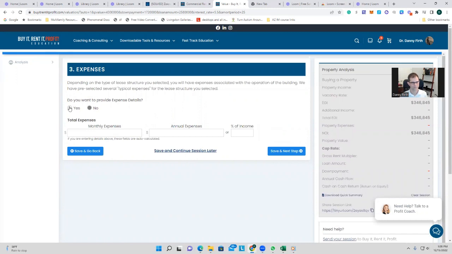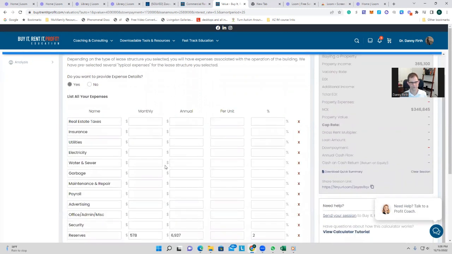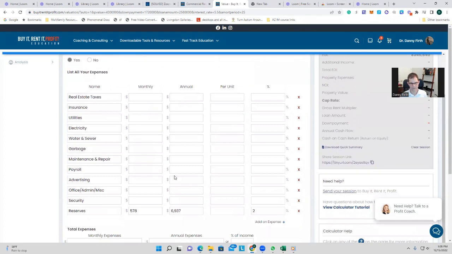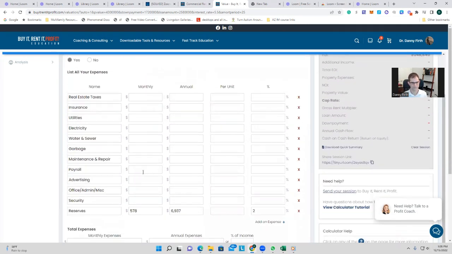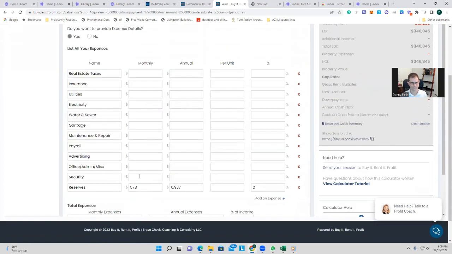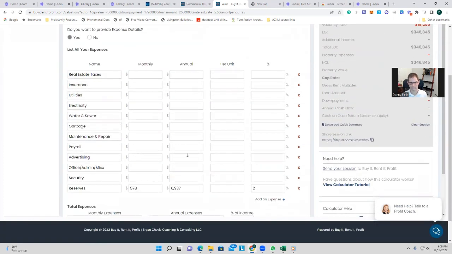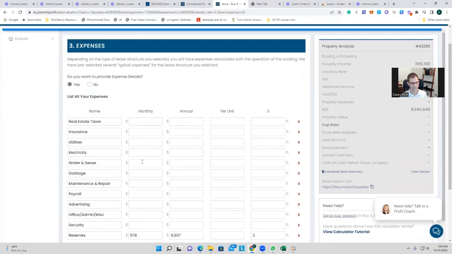And if you want to click this and click yes, then you can break it all down. And, like I was saying earlier, I think the value in this tool is in speed. And so a lot of times, eventually you want to do this because you want to see, okay, is there water and sewer? Is that way too much or way too little?